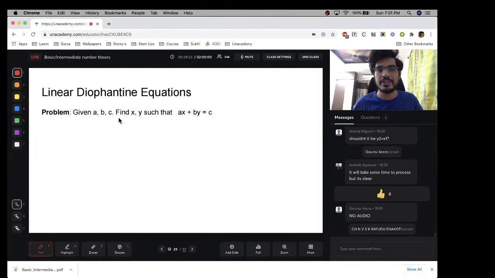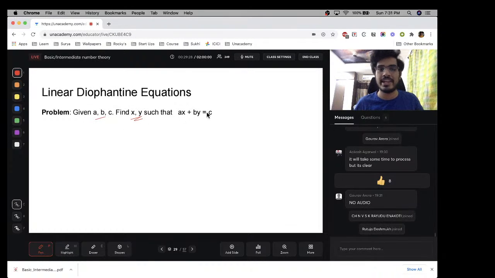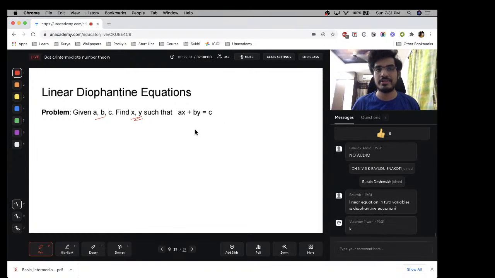So given a, b, c, we have to find x and y for any a and b and c. When is this true? This can be true only when GCD of a comma b equals c, right?